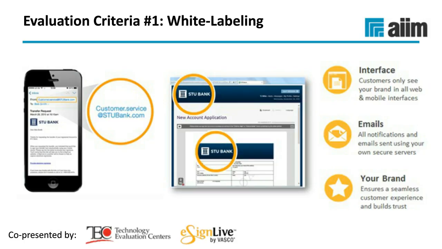So really look for a solution that allows you to fully white label the e-sign process, and a solution that really gives you complete control over the look and feel of the application. Now, this includes all of the web pages, all of the mobile interfaces, all of the emails and notifications that are sent to your customers. You know, what this is really about is maintaining trust between you and your customer. The last thing you want is a third-party e-signature vendor sending emails to your customers using their brand and their email domains, which could look like a phishing scam that your customers would ignore or, even worse, wouldn't simply trust that transaction. So with white labeling, the result is a more trusted transaction and ultimately a better customer experience.